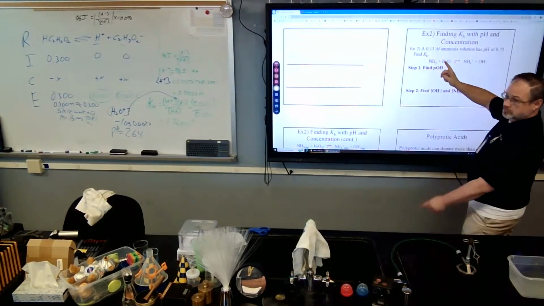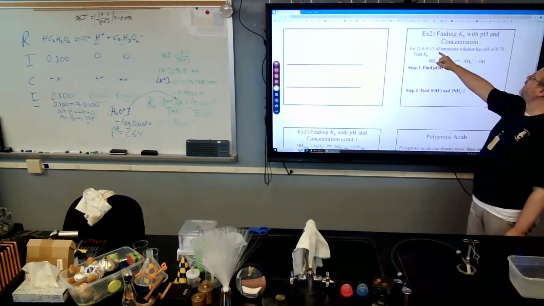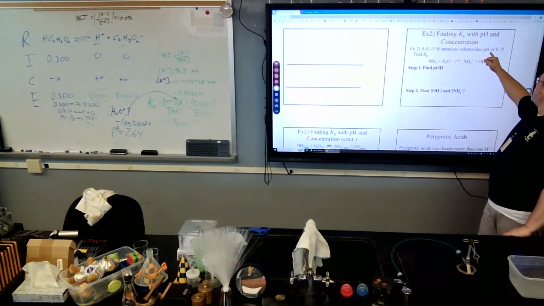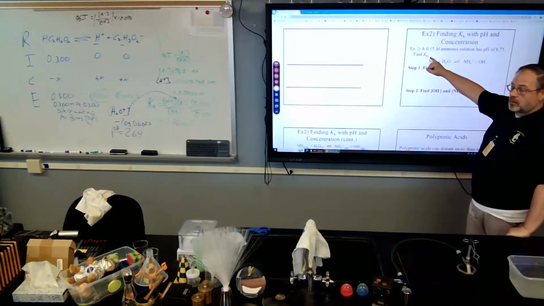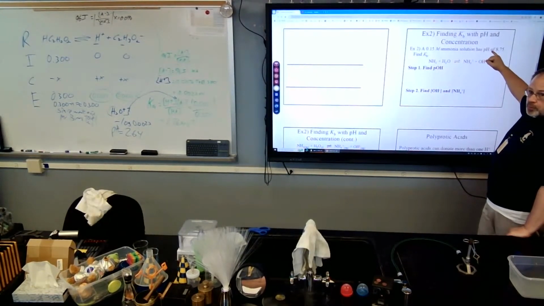Aha. This is what I was talking about earlier. A 0.15 molar ammonia solution has a pH of 8.5. Find the Kb. Well, you're going to get the pH, you're going to get the hydroxide concentration and the ammonium concentration from the pH. What are you going to do with the pH to get those numbers?